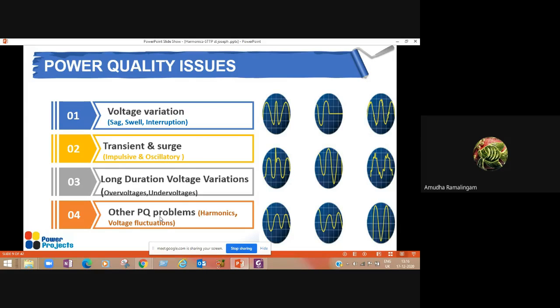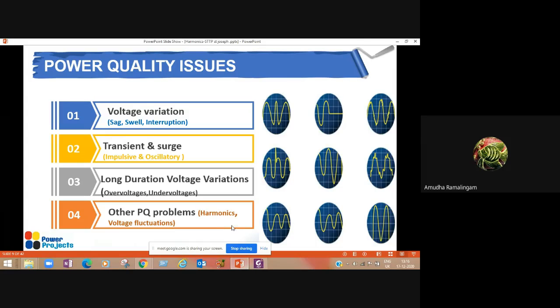Coming to the other PQ problems, we have harmonics or voltage fluctuations. Voltage fluctuations is nothing but flicker, right? So we could have commonly heard the term flicker, which is nothing but voltage fluctuations. So harmonics and flicker are all because of the frequency, I mean the frequency deviation. The frequency will not be maintained and the wave shape will not be maintained. So the wave shape has to be maintained sinusoidal. Once it is not sinusoidal, we call it harmonics, distortion is there, and finally we will call it harmonics.